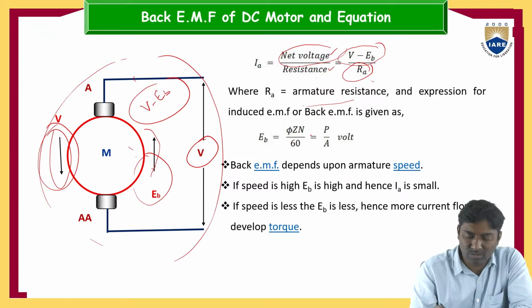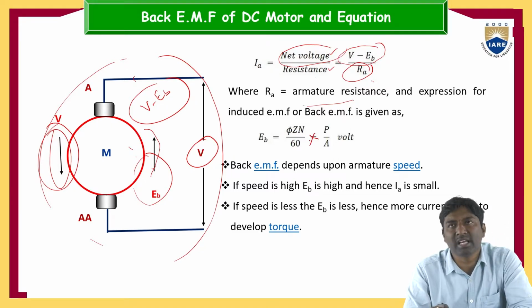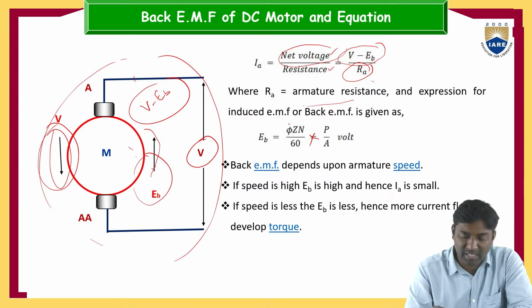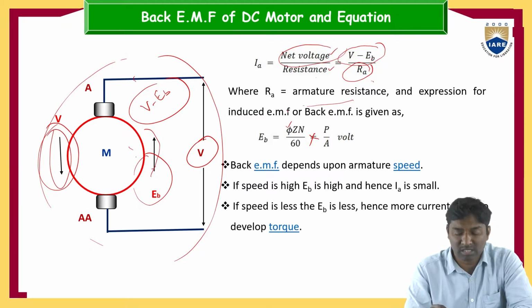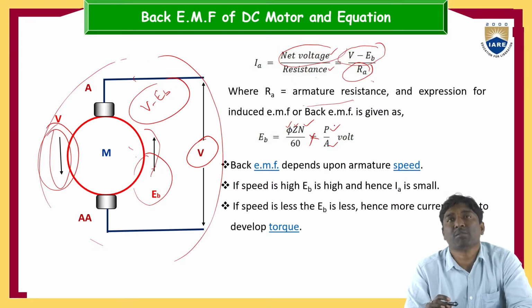This is equal to P pi N Z divided by 60 A, where pi is the flux per pole, Z is the number of conductors in the armature, N is the speed of the armature winding, P is the number of poles in the winding, and A is the number of parallel paths.